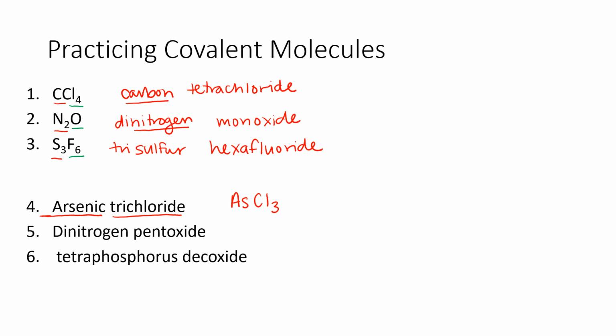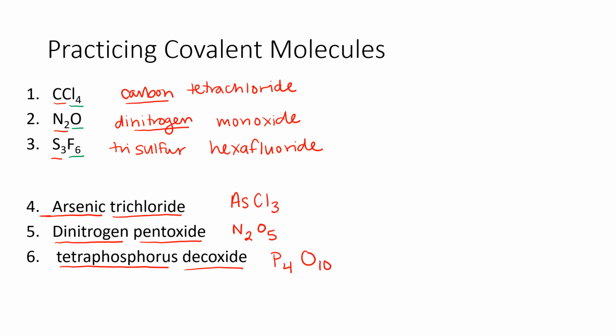So let's look at the next one. Dinitrogen pentoxide tells us we have 2 nitrogens and 5 oxygens. And then lastly, tetraphosphorus decoxide tells us we have 4 phosphoruses followed by 10 oxygens.